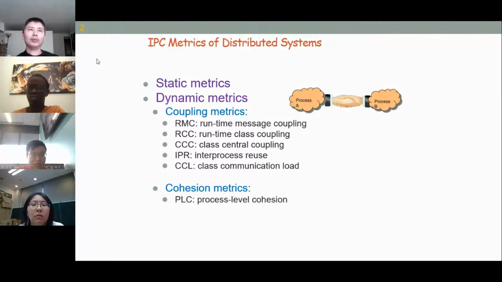Our tool computes two kinds of inter-process communication metrics: 5 for runtime message coupling, runtime class coupling, class central coupling, inter-process reuse, and class management load, and 1 for process level cohesion. All these metrics together capture IPC behaviors of distributed systems at runtime.